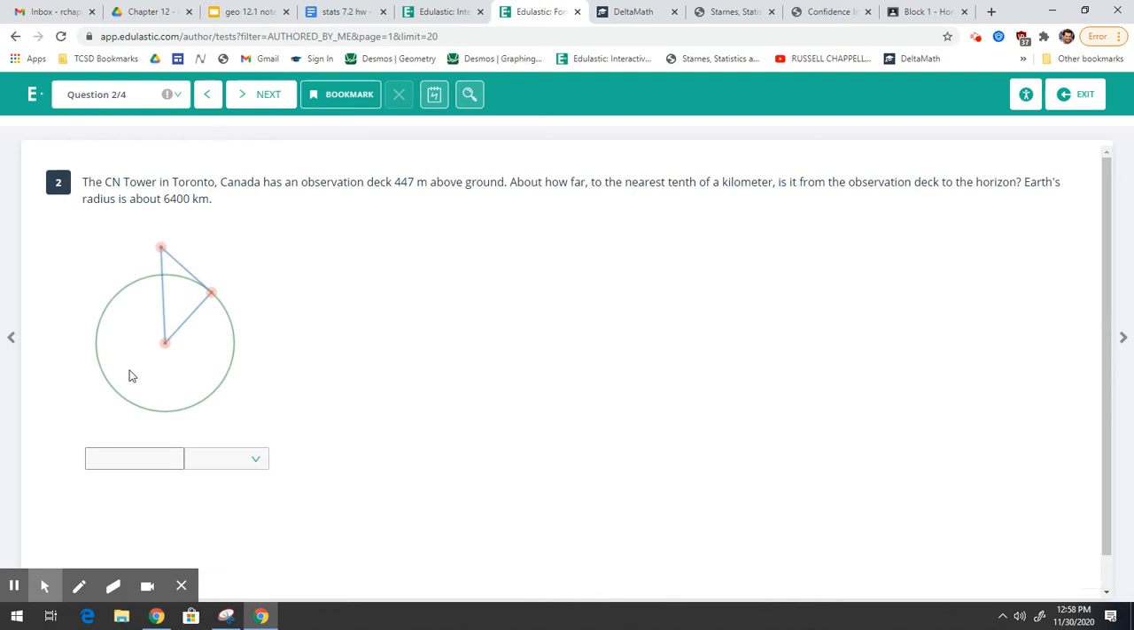I've actually been in the CN Tower. I think it looks more like a Space Needle kind of thing, like the one in Seattle. So maybe you've been there too.